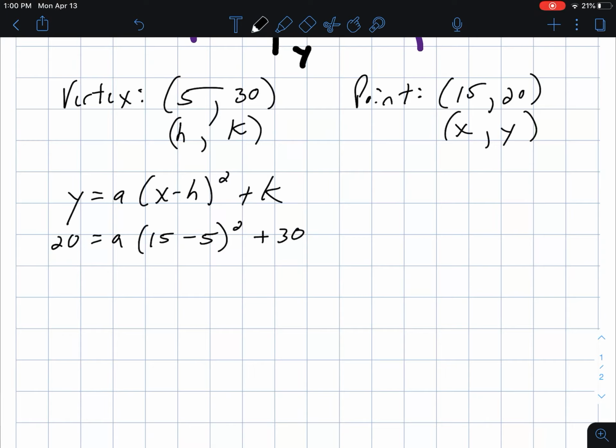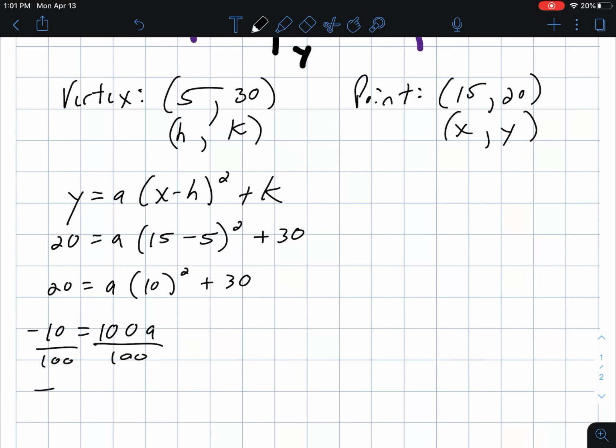All right, and now I'm just going to start to work here. So 15 minus 5 is 10. That gets me here. I'm going to subtract that 30 over. I'm going to square my 10. That gets me here. And then divide out by 100. That's going to give me a negative 1/10 for my a.